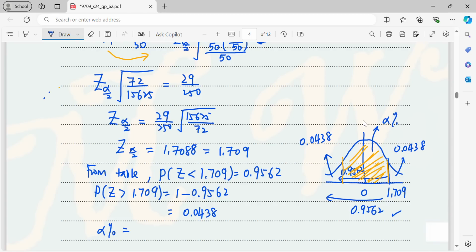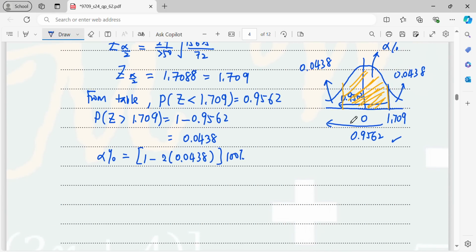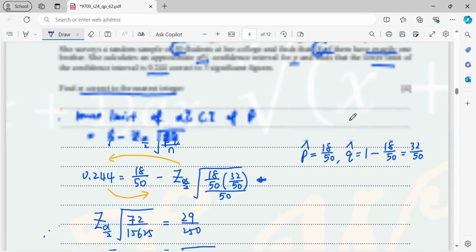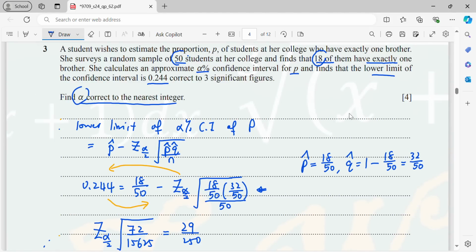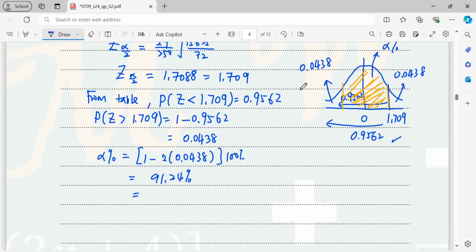So that means now your alpha value, or alpha percentage, that is the middle part. This is your alpha percentage. So I will have to use 1 minus left and right side. So 1 minus double of 0.0438. Then since this is alpha percent, I have to times 100%. That means now here you will be getting 91.24%. And then when you refer back to the question, your alpha correct to the nearest integer. So that means now I will get 91%, which means my alpha is 91.